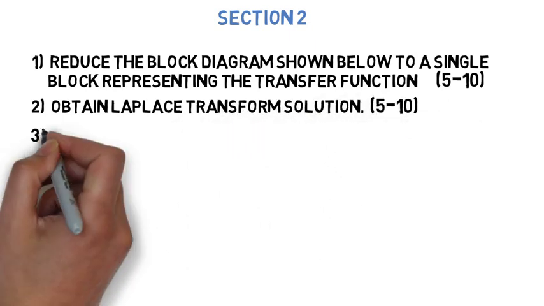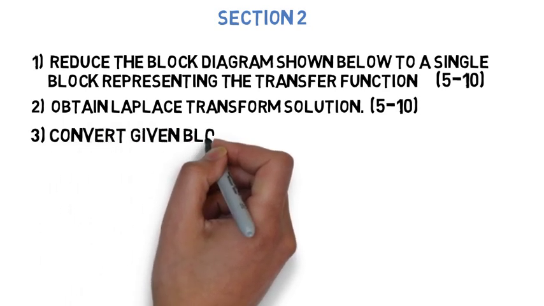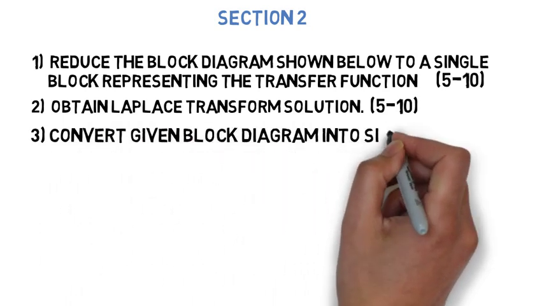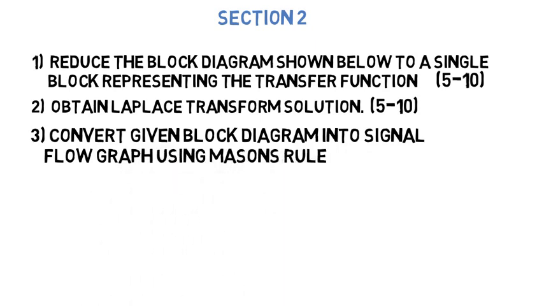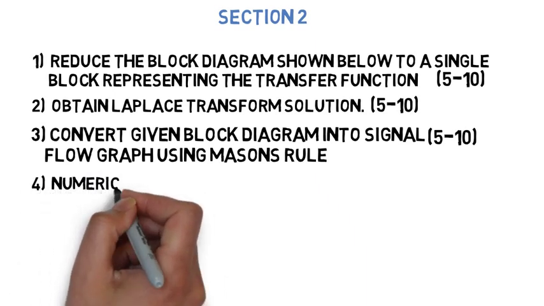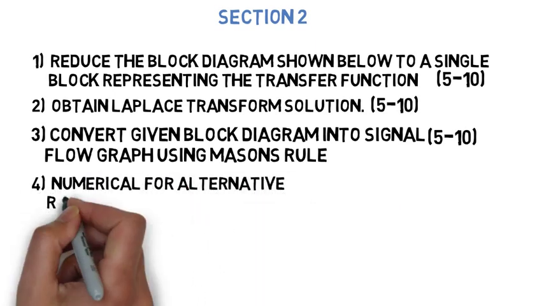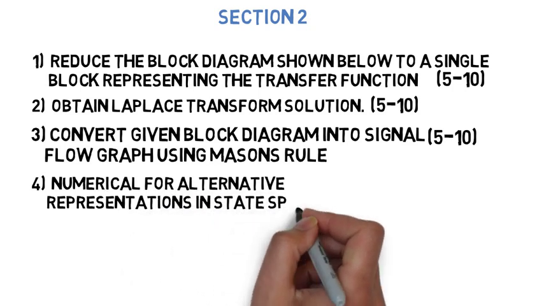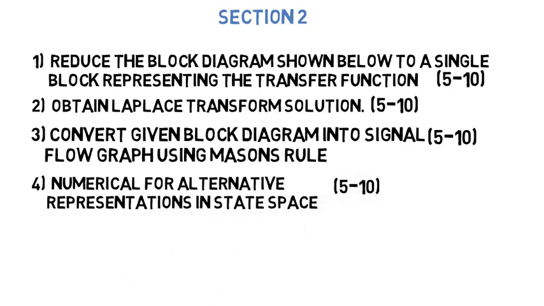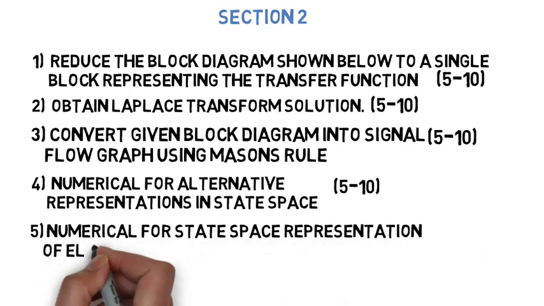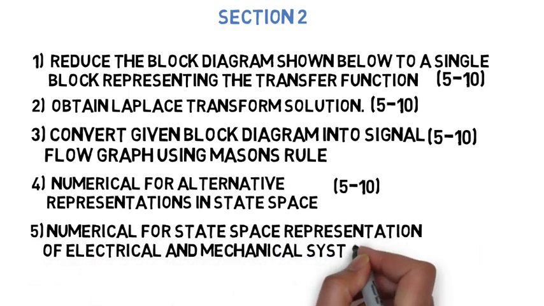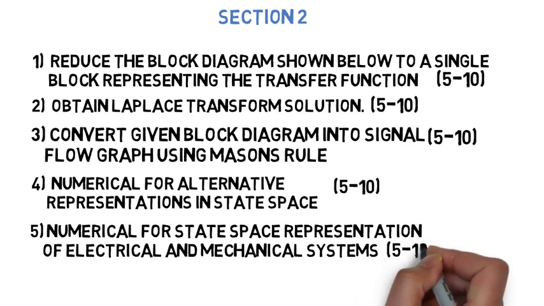Next question is write the numerical for convert the given block diagram into signal flow graph using Mason's rule. This can come for 5 to 10 marks. Next question is write the numerical for alternative representations in state space. This can come for 5 to 10 marks. Next question is write the numerical for state space representation of electrical and mechanical systems. This can come for 5 to 10 marks. So these are the 5 questions you need to do in section 2.